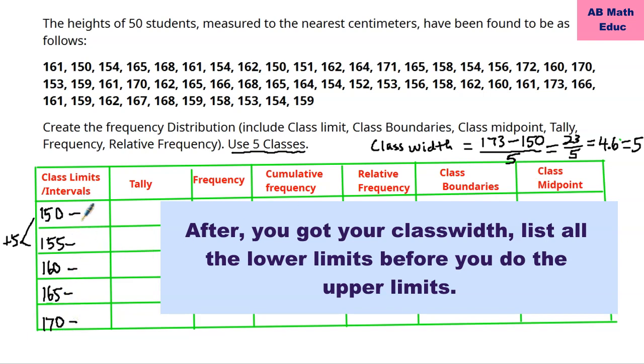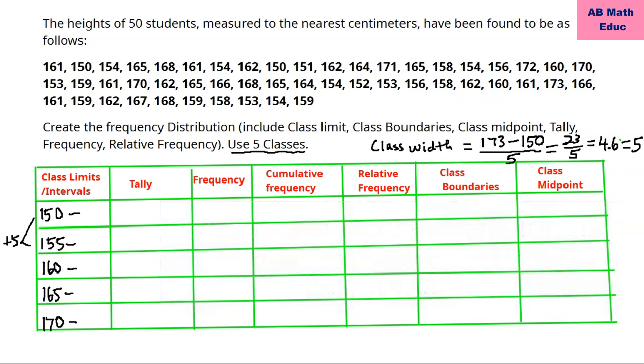Now we have to get the upper limits. When we are creating the class limits or class intervals, we shouldn't have overlap. So we have to stop one less than 155, so it's going to be 154. The same thing here, there shouldn't be overlap, so it's going to be 159. You realize that you're adding 4 each time to get the upper class limit. So 164, 169, and 174.